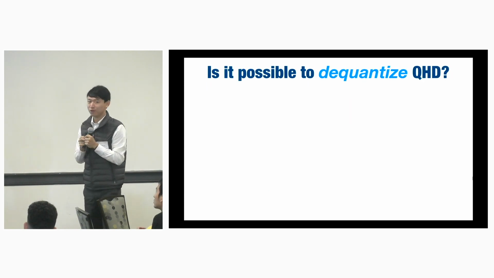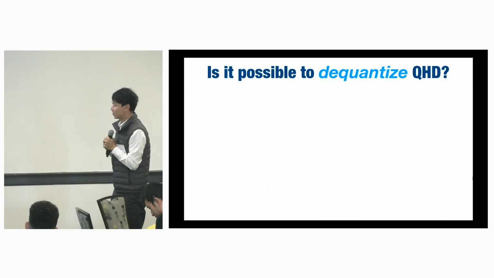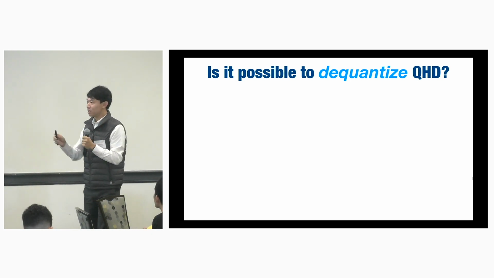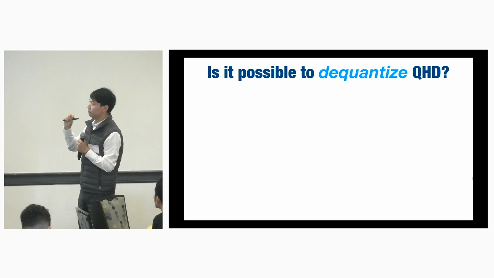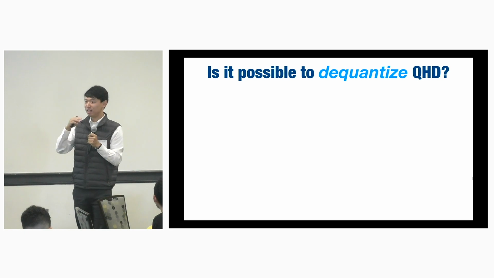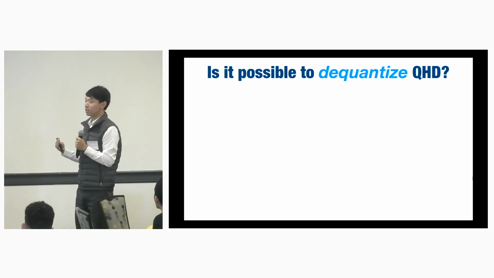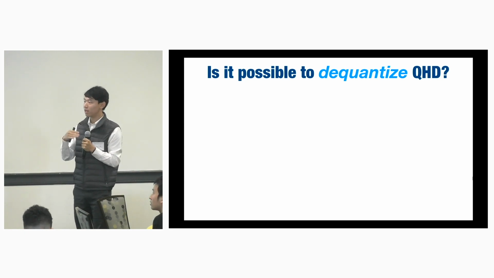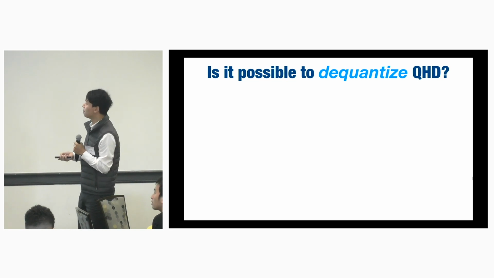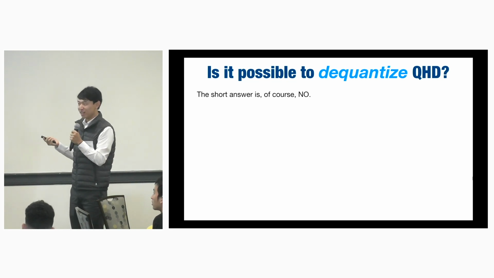And also, I want to answer a very interesting question: is it possible to actually dequantize this QHD? Because here, eventually we only try to measure this quantum system using the position quadrature, but not the full wave function. So it sounds like the input is low dimensional and the output is also low dimensional, and there might be a chance that we can somehow dequantize this whole process without using a full quantum computer. But the short answer is, of course, no.